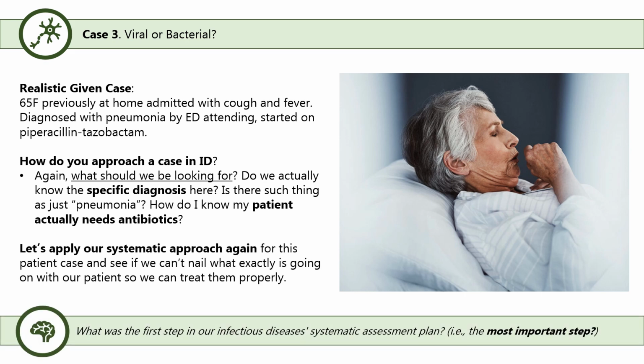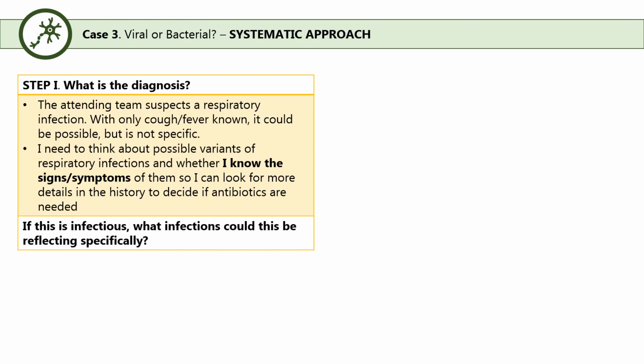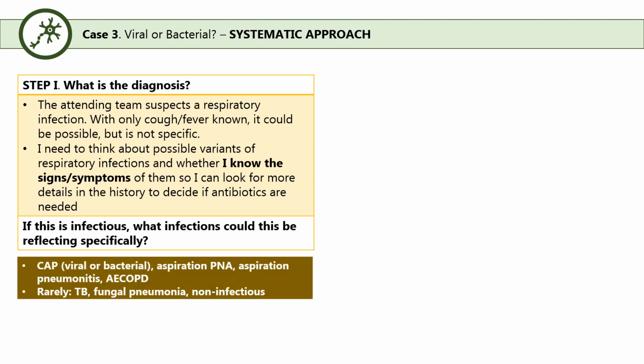Let's go through our systematic approach again. So far, what do we know about what is really going on? We know she has a cough and a fever, so respiratory infection is possible, but we have no clues to the specifics of the pneumonia. If this is actually infectious, what types of infection could this be, and what should I be looking for in the chart specifically? Of course, this could be viral or bacterial pneumonia, atypical pneumonia, aspiration, or even an acute exacerbation of COPD. Rarely, there are even some causes that could be non-viral and non-bacterial.